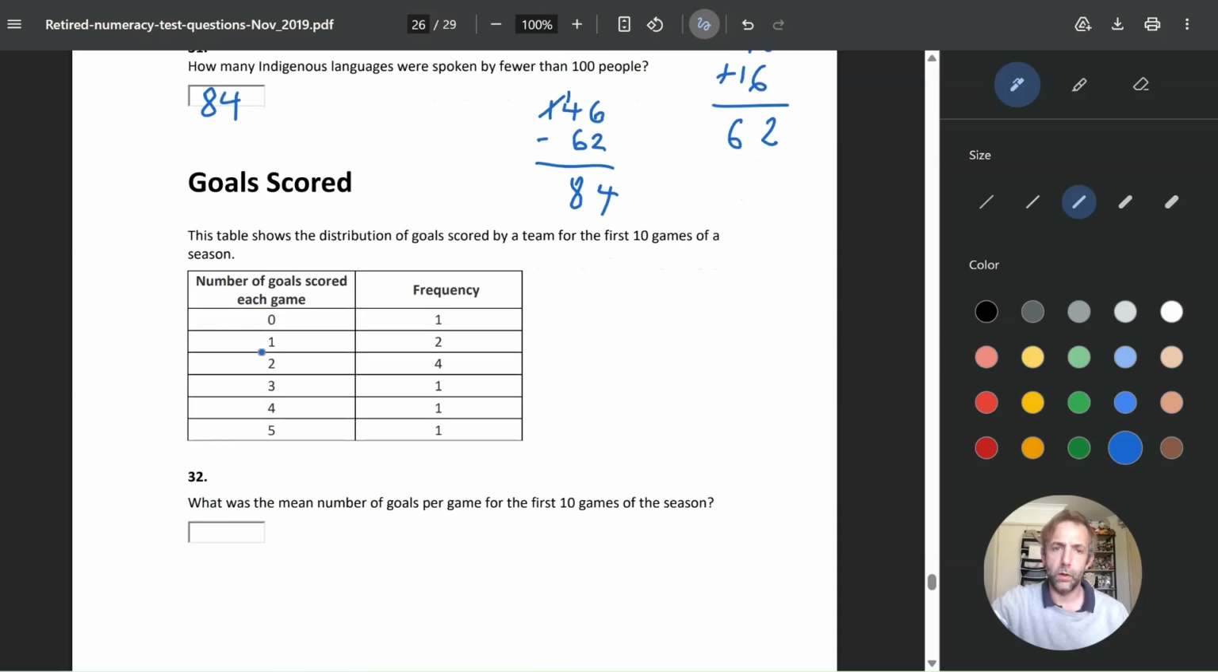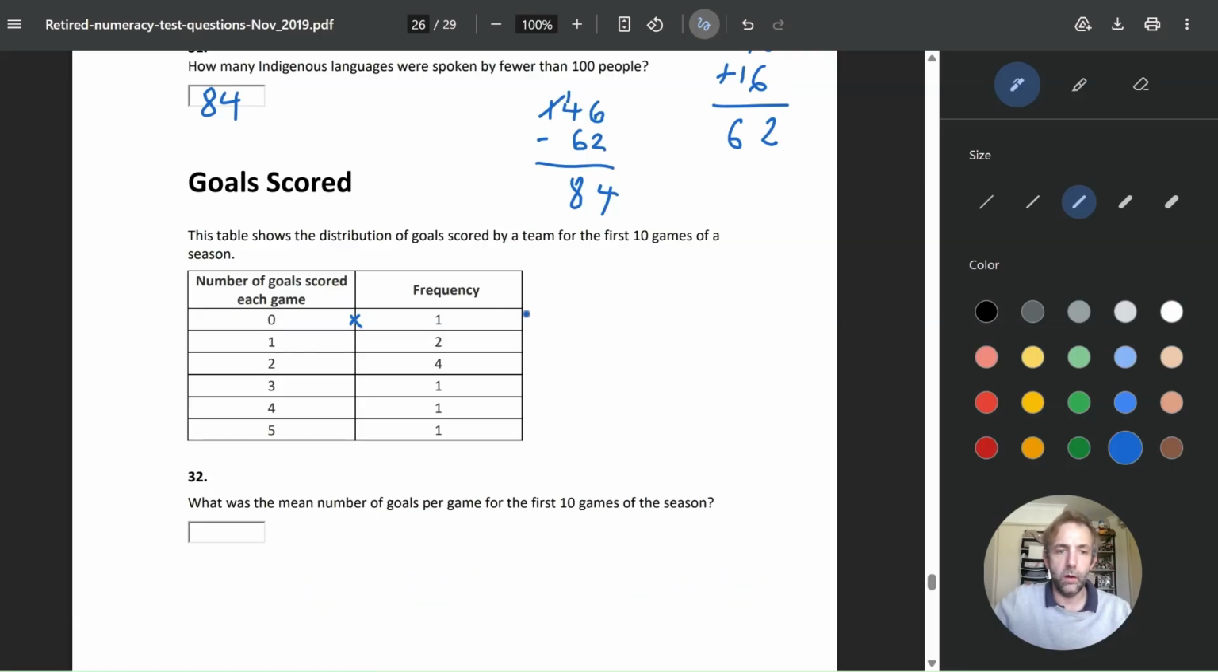The next question wants us to find a mean, but this time it's given to us in a table. So what you can do is you could write all the numbers separately if you wanted to, because number of goals scored 0 time is 1. Number of goals scored 0 time happens once. Number of goals scored 1 time happens twice. 2 goals is scored 4 times, so you could write 2, 2, 2, 2, but that would take a long time. So the best way to do this is to multiply these numbers together.